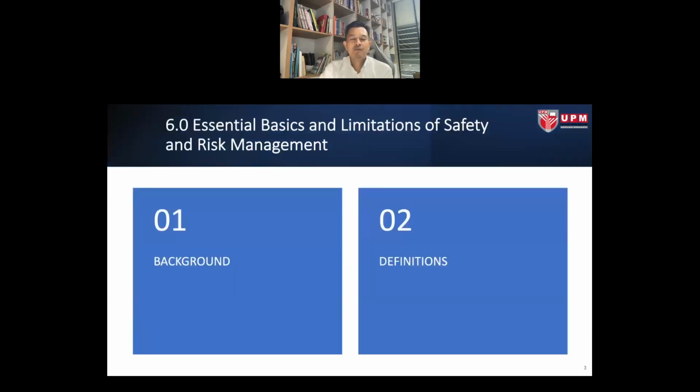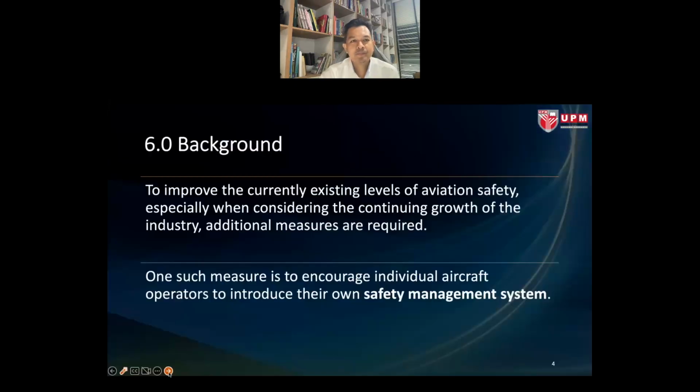Okay, but first, before we go any further, we will have to look into the essential basics and limitations of safety and risk management. So we will look at the general overview, the background of what safety as well as risk management actually is, and then we will look also into the relevant definitions.